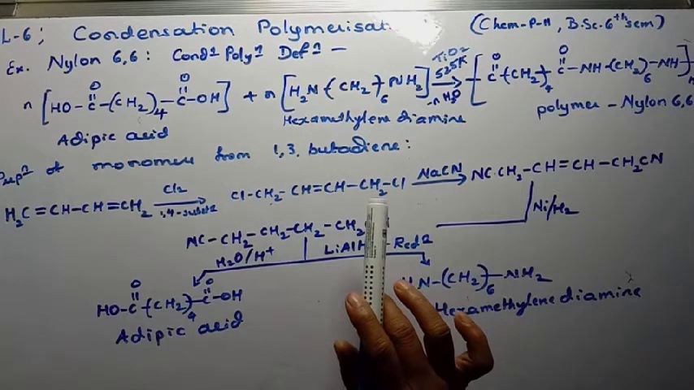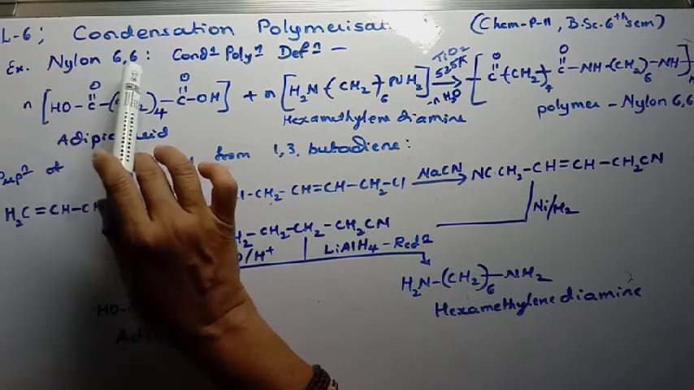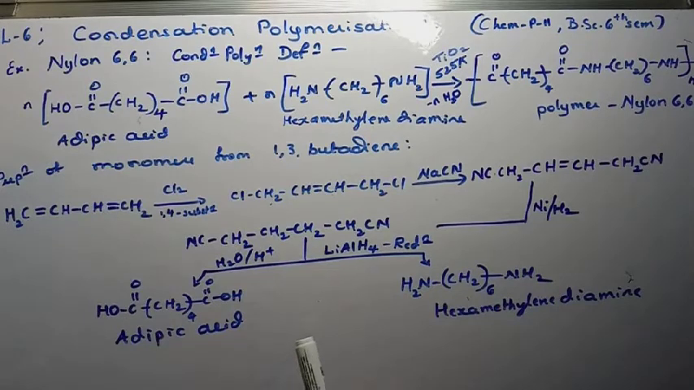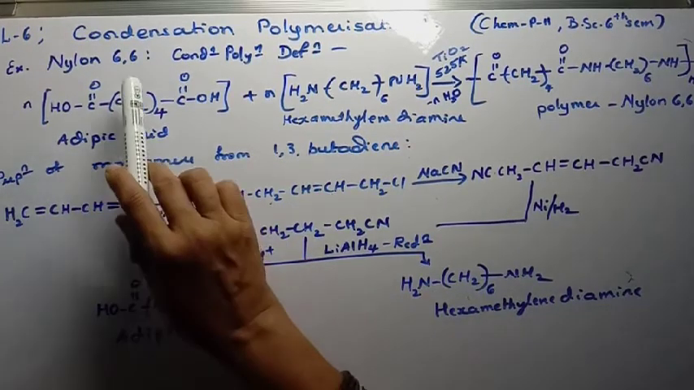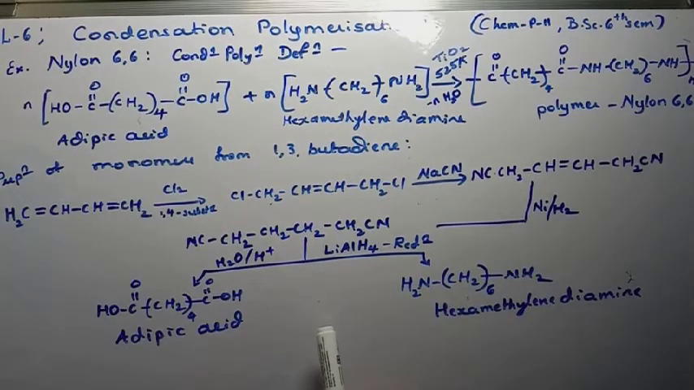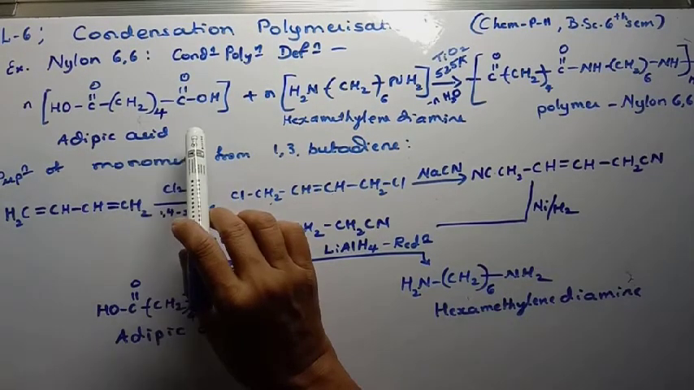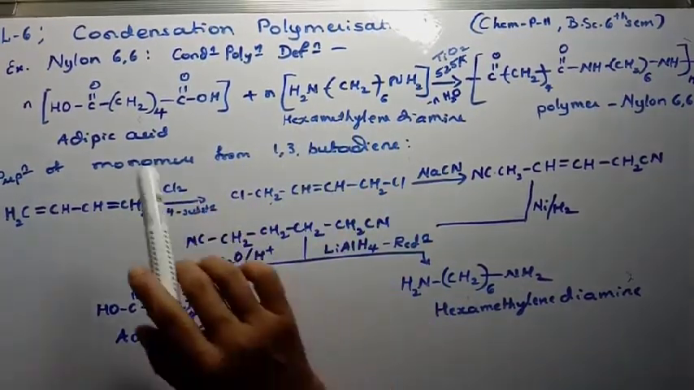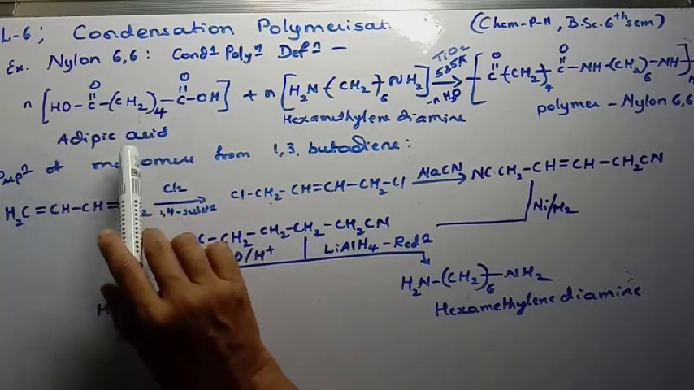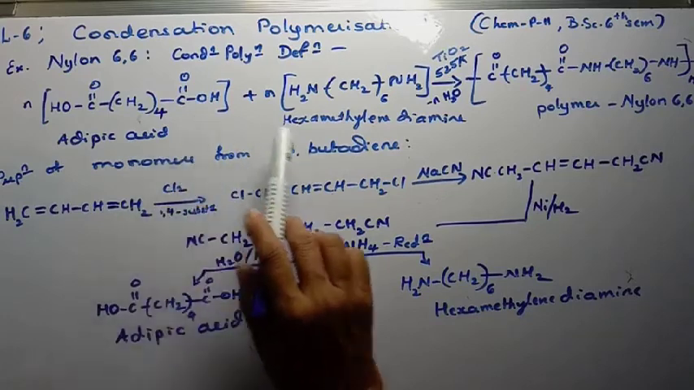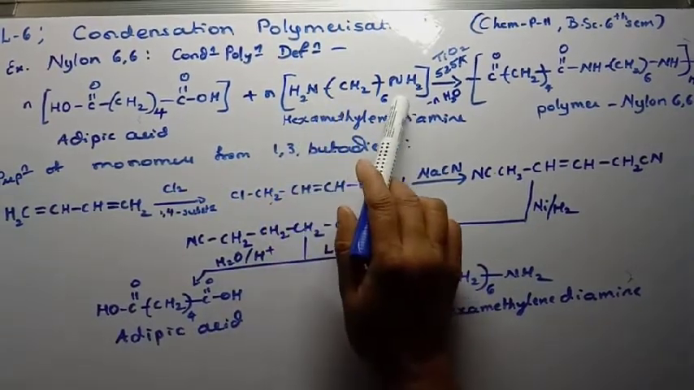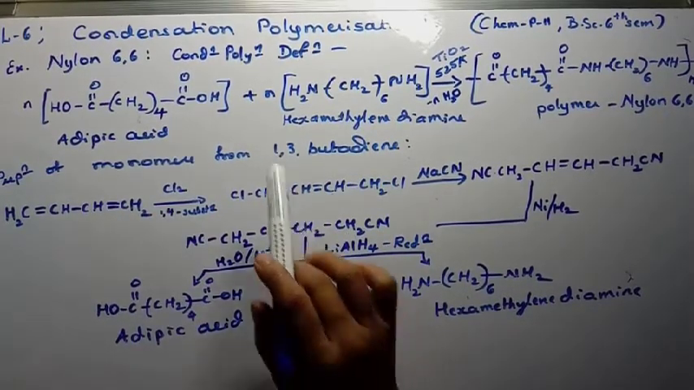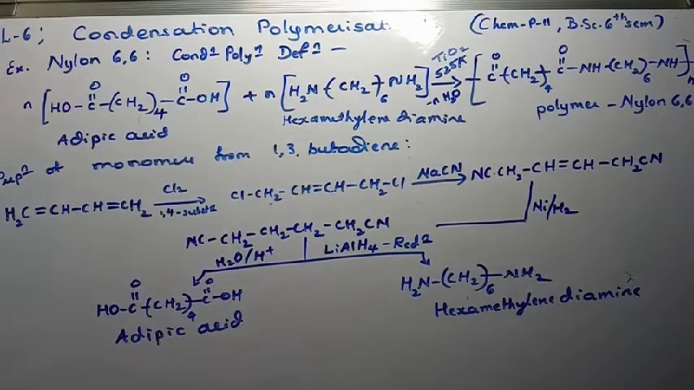So for your studies, they have mentioned nylon 6,6. It is a polyamide, an example for polyamide. During the polymerization of nylon 6,6, two different monomers having two functional groups are used: adipic acid, with two COOH groups, and hexamethylene diamine, with two NH2 groups. When these two molecules are subjected to condensation, there is an elimination of water molecule.